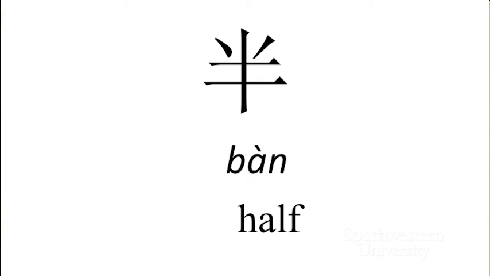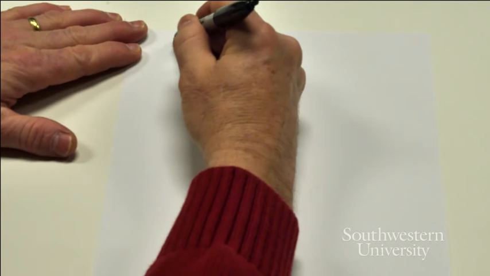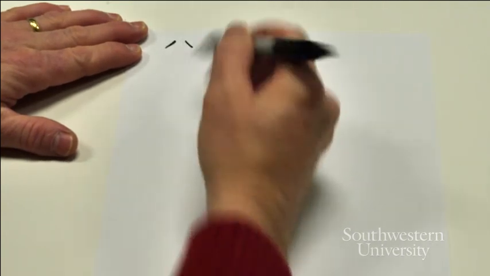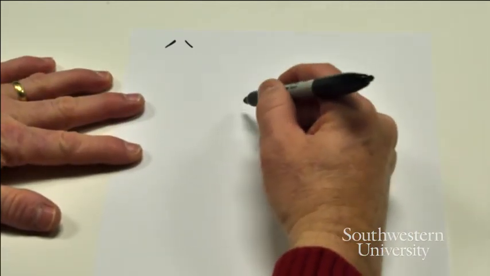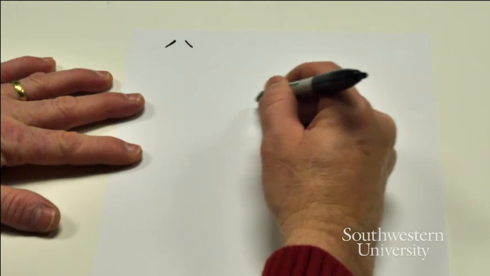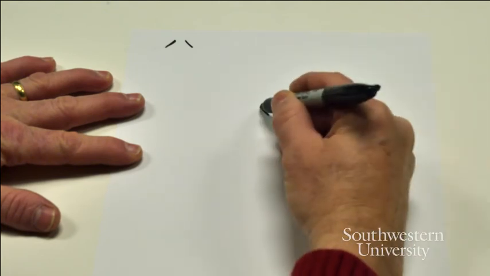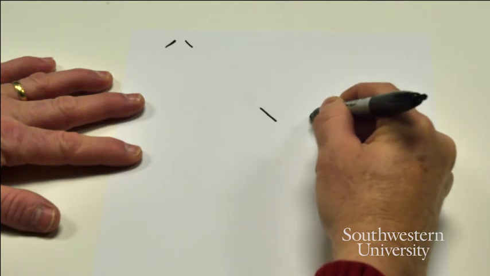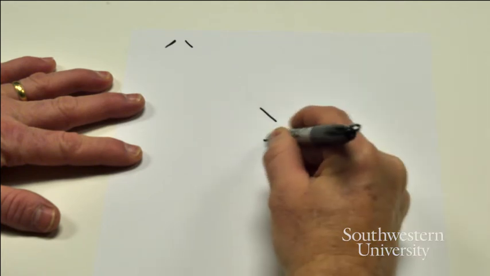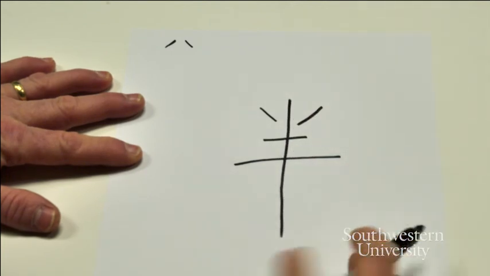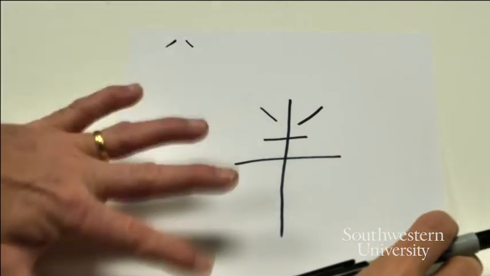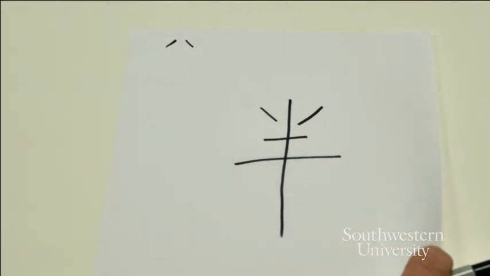The next character, ban, half. You can see again how the character for 8, ba, indicates division. So, in this case, the ba is written inward instead of outward. Hung, hung, shu. So Chinese depictions of dividing of things, of measuring things, is often pretty clear.